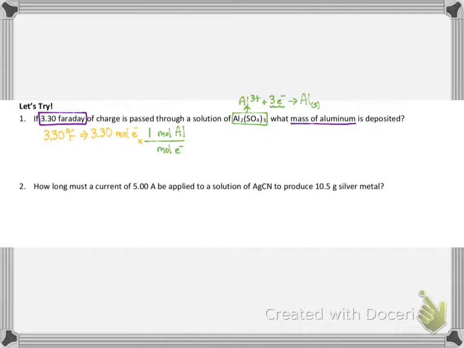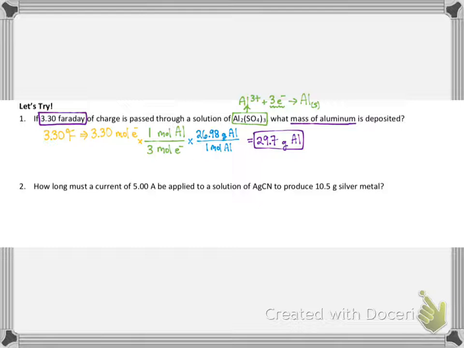So that's why our conversion factor here says that there are 3 moles of electrons being transferred for every 1 mole of aluminum. Once we have that, we've got moles of aluminum, so we just multiply by the molar mass of aluminum. In this case, we get to keep 3 sig figs from our 3.30 Faraday. So we get 29.7 grams of aluminum was deposited on the cathode. Okay, let's try another one.